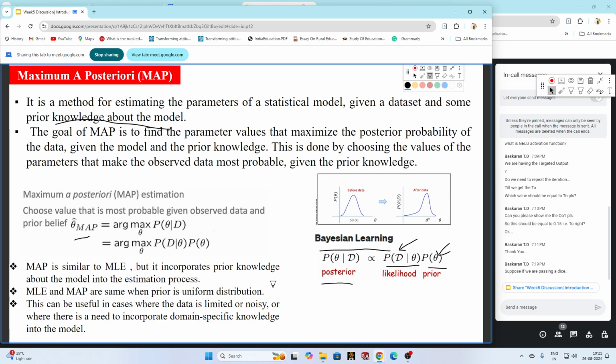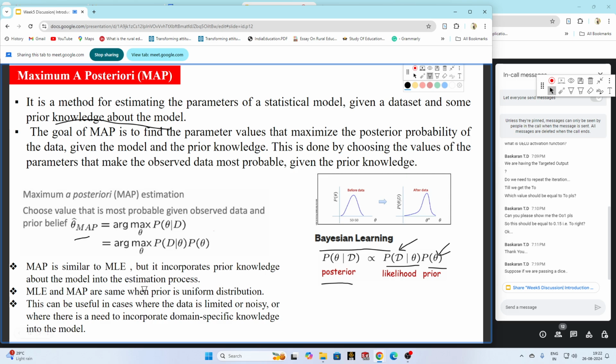Now there are some points about MAP. You see, MAP is similar to MLE. Where is the difference? It incorporates prior knowledge about the model into the estimation process. Again I am repeating, in MLE we have only data, and we have to calculate theta so that our probability will be maximum. Here in MAP, besides data, we also have a prior knowledge about the model. Here also we have to calculate the parameter so that our probability will be maximum, but here we also have prior knowledge. That is the difference.